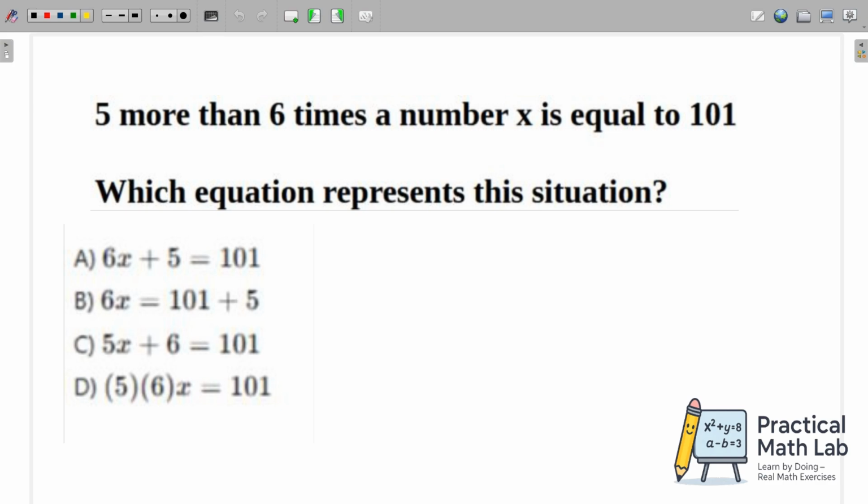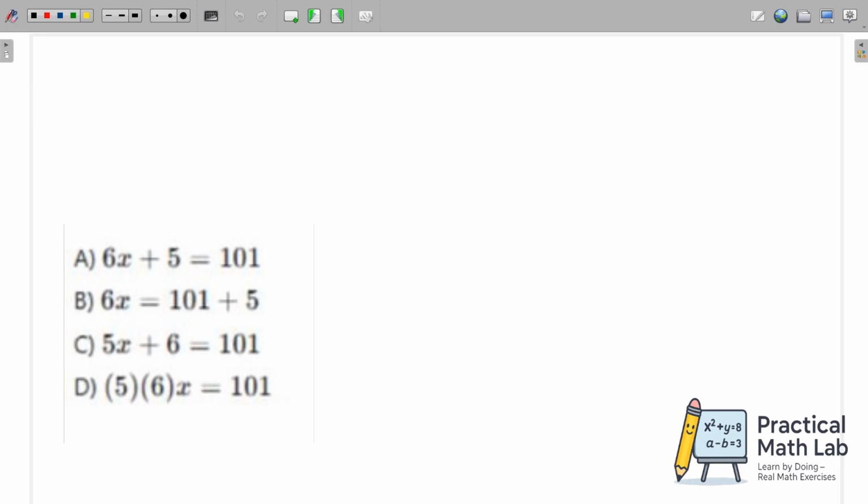5 more than 6 times the number x is equal to 101. Which equation represents this situation? 5 more means it's a positive 5. And 6 times a number, which you don't know what it is, is 6x. So it's 6x plus 5 equals 101. Which in this case is letter A.